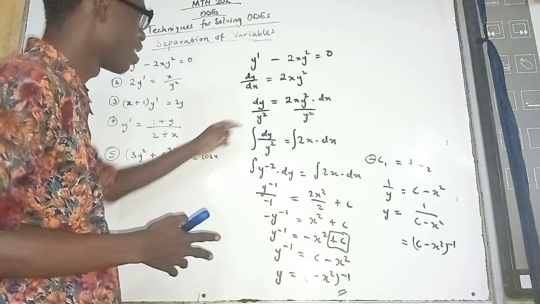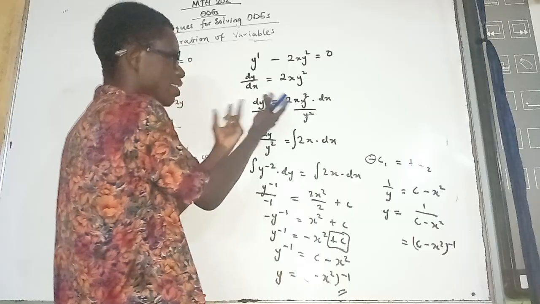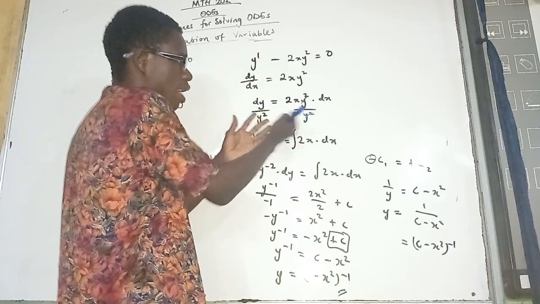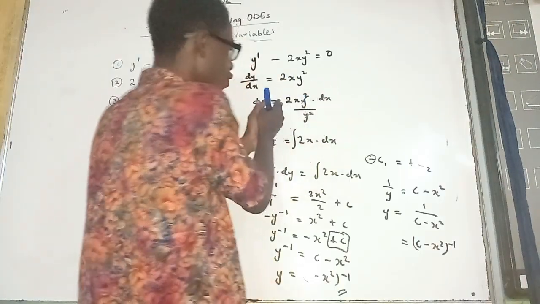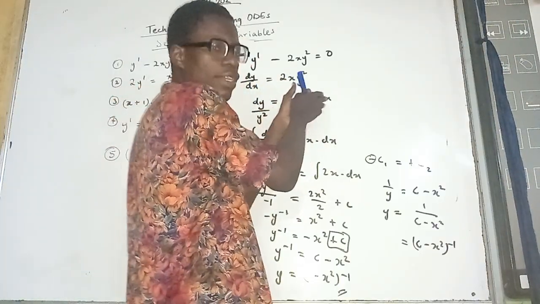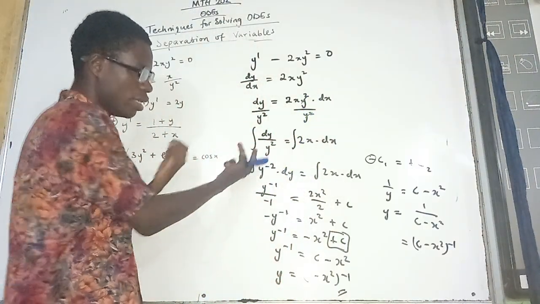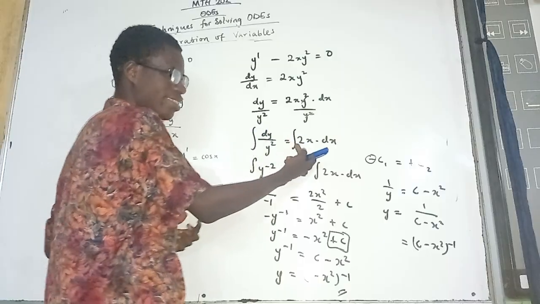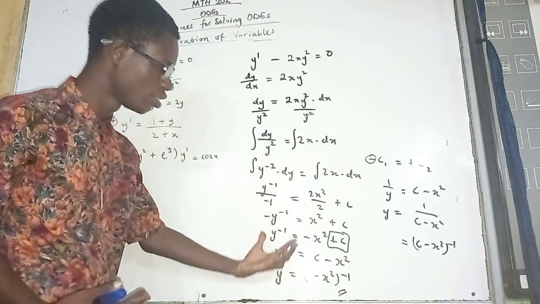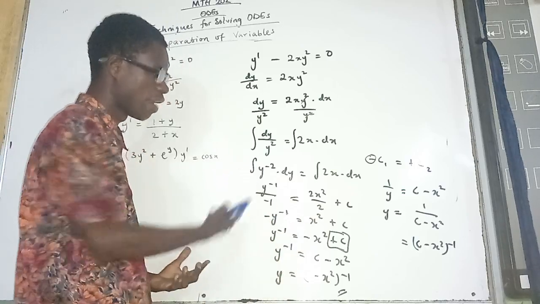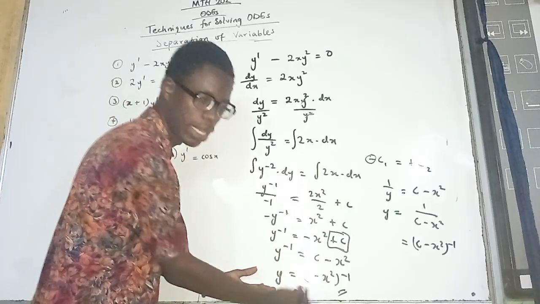Going through this step by step, I brought this to the other side. After bringing it to the other side, I separated the dx and the y. I brought the dy to one side and the x to the other side, every function of y to one side and every function of x to the other side. Then I integrated both sides, integrating this one with respect to y and this one with respect to x. After my integration, I was able to get this and this. Then I simplified and got my final answer.